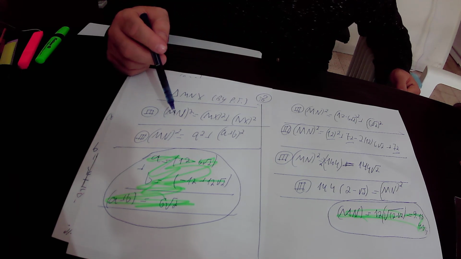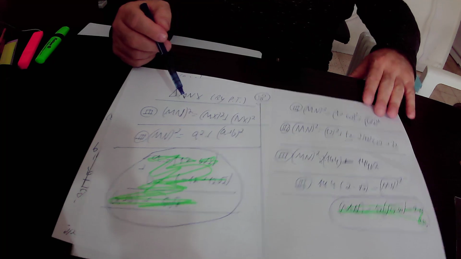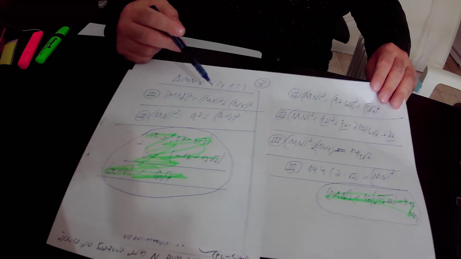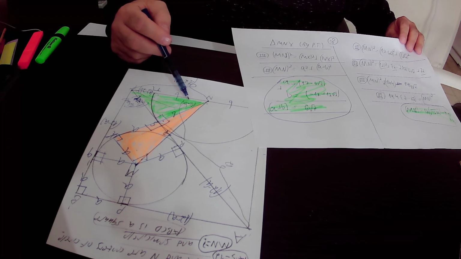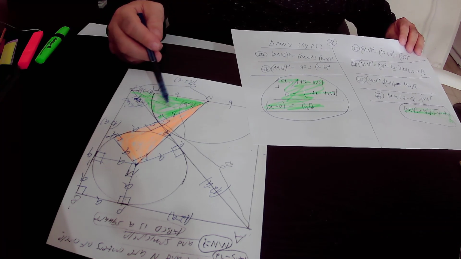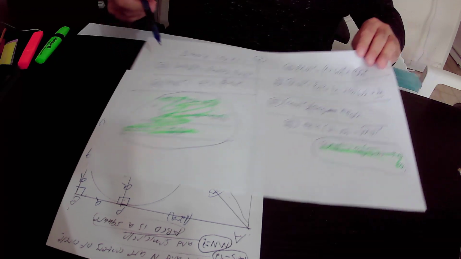So MN squared equals MX squared, with MX equal to A, so A squared, plus NX squared. NX equals B plus A, or A plus B, it is the same. So NX squared equals (A plus B) squared.